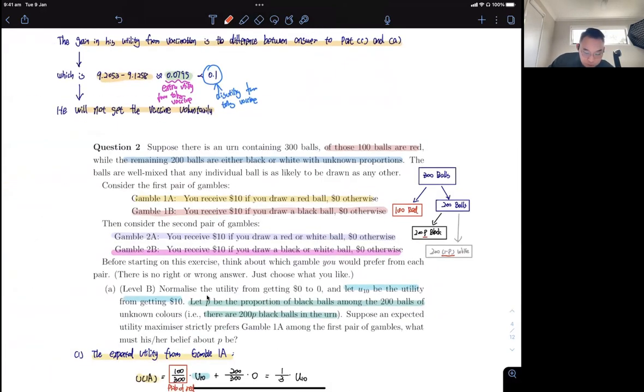So we have 2 gambles. Gamble 1A, you receive $10 if you draw a red ball, 0 otherwise. Gamble 1B, you receive $10 if you draw a black ball, and 0 otherwise.